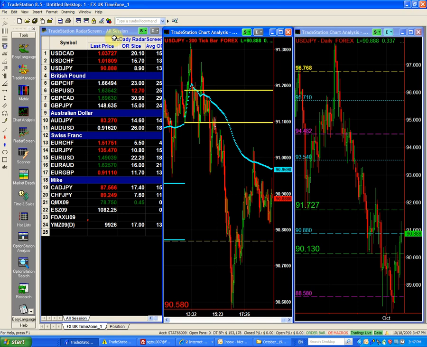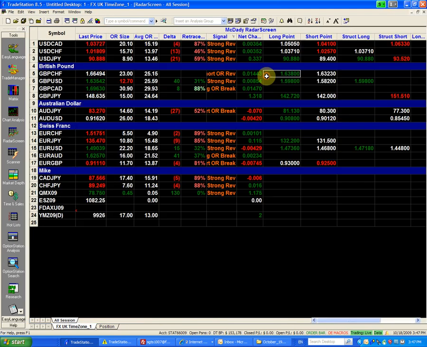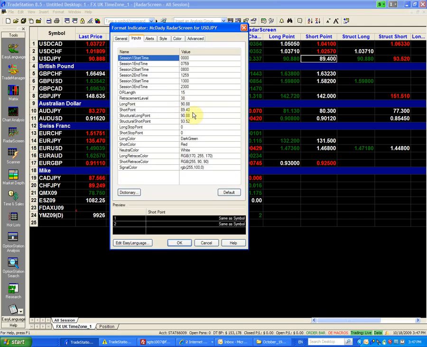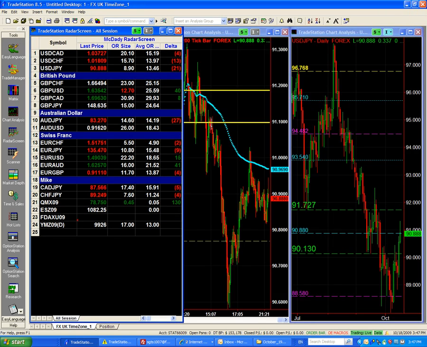So I'm going to go to my radar screen, and I'm going to place my shorting point in the dollar yen. My short point is going to be 90.58. All right, that is the dollar.